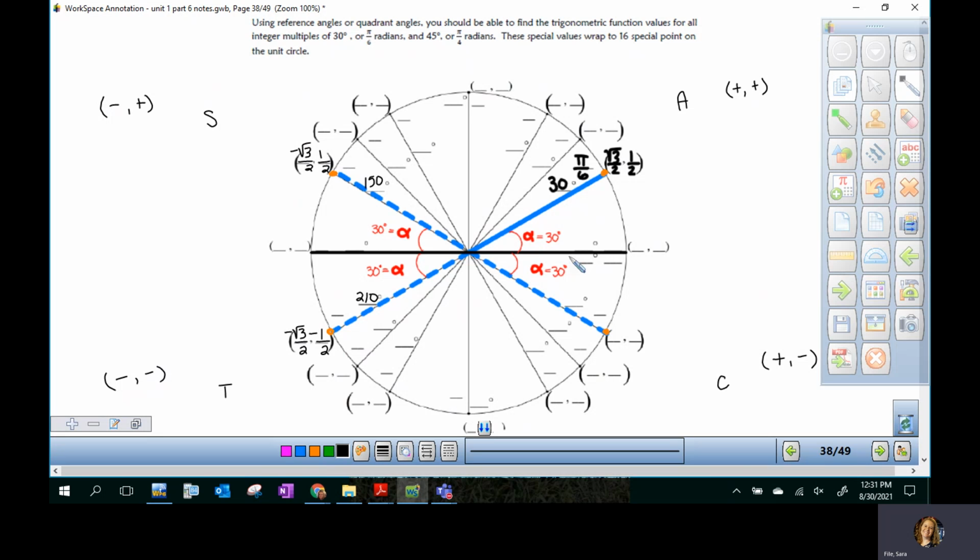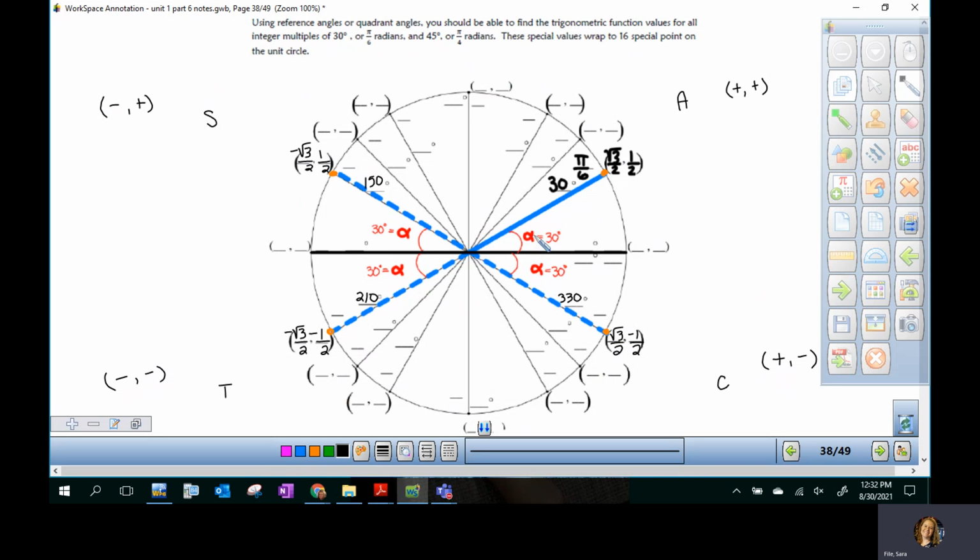And if I'm 30 degrees away from the x-axis in quadrant 4, I'm at 330. And my ordered pair should be a positive x, a negative y. So positive square root of 3 over 2, negative 1/2. So do you see what I mean when I say it just reflects over to every other quadrant?